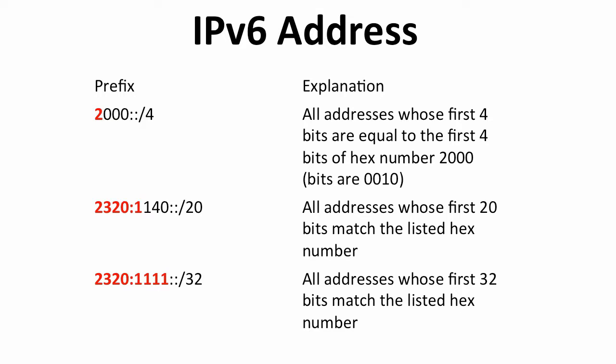Here are some other ways we can understand IP version 6 addressing. In our first example, you'll see that it's 2000 and then a double colon /4. The /4 would match the first 4 bits. In hex, that would be 0010. So all addresses whose first 4 bits are equal to the first 4 bits of the hex number 2000. In the second example, we're matching all addresses whose first 20 bits match the listed hex number, and you can see in red what match that would be. And in the final example, all addresses whose first 32 bits match the listed hex number.